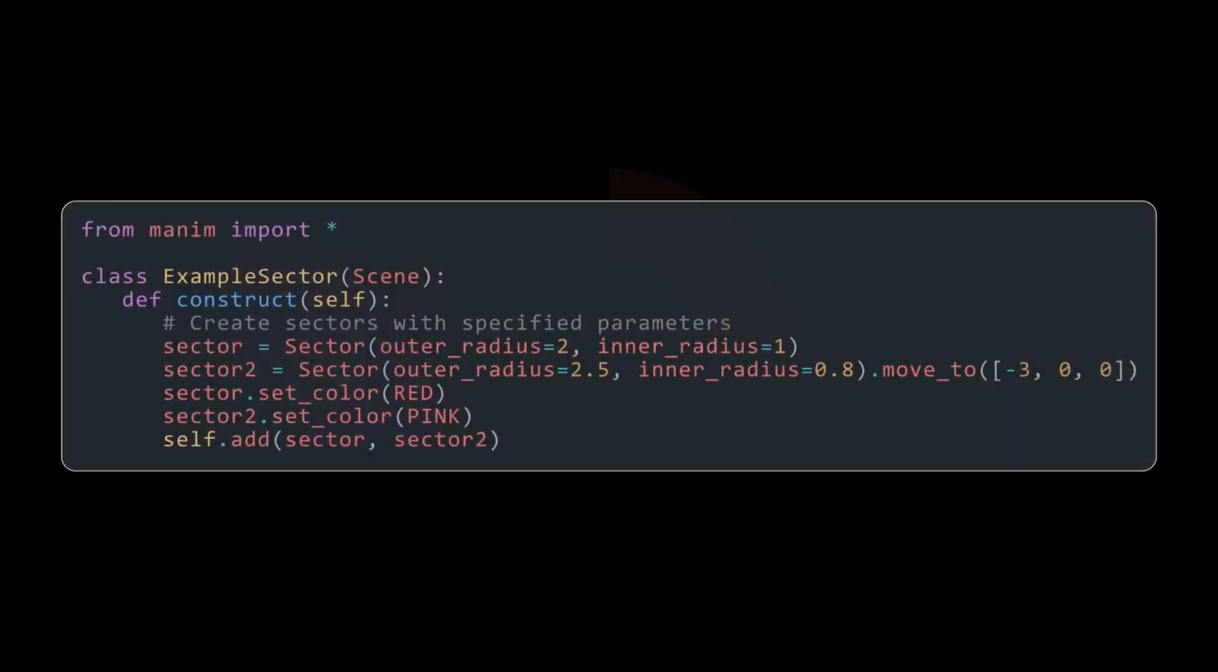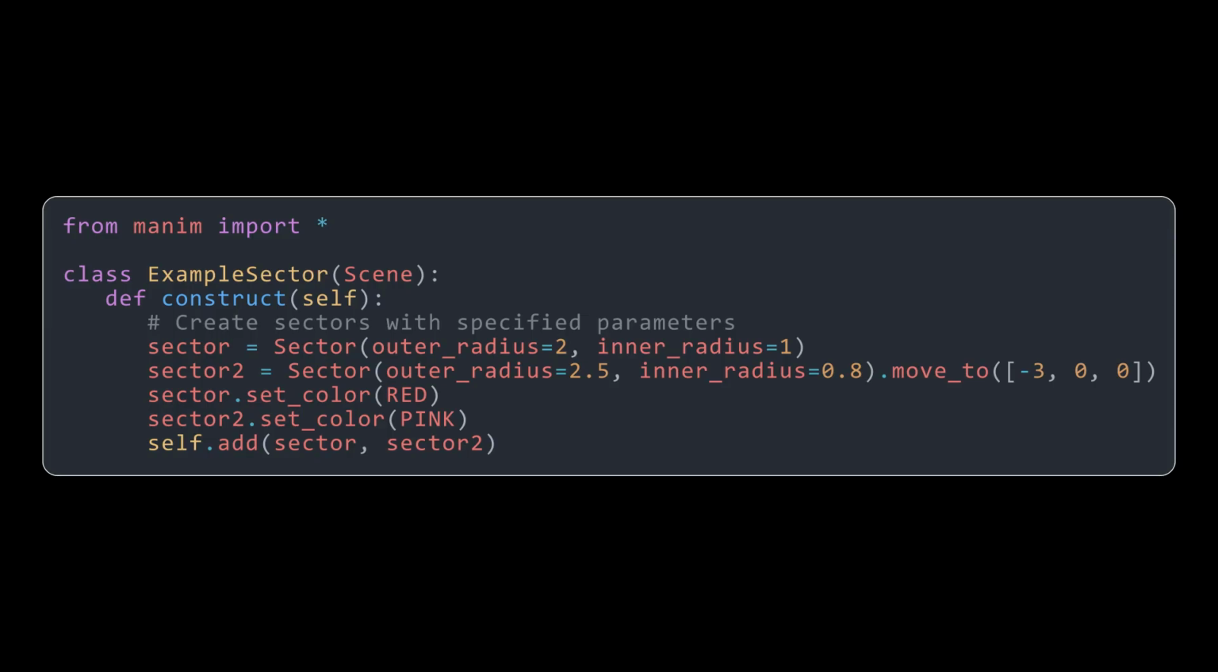Now, let's explore the creation of sectors in Manim with specific parameters. Here is the code with detailed parameter definitions for creating the sectors. In this code snippet, we import the Sector class from the Manim library. Inside the construct method, we create 2 sector objects named sector and sector2. We specify various parameters such as outer_radius, inner_radius, and color. These parameters control the size and appearance of the sectors.